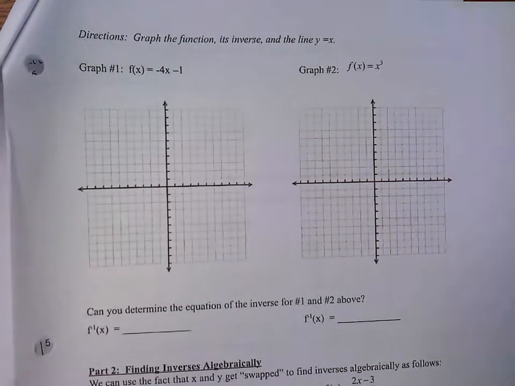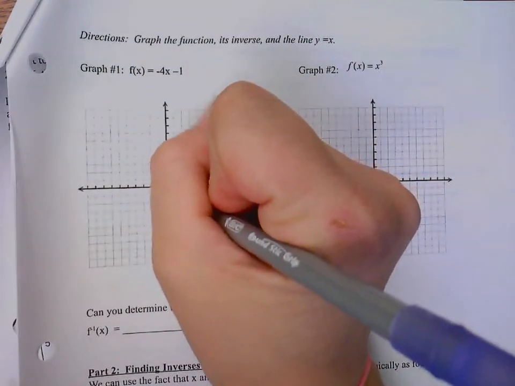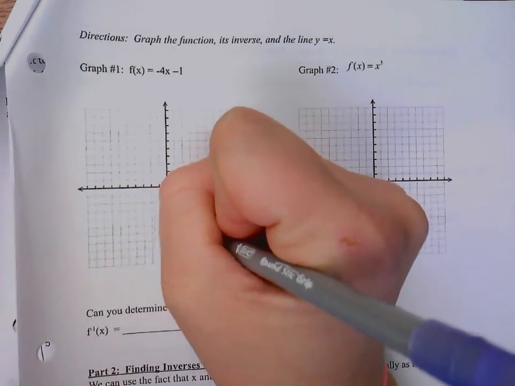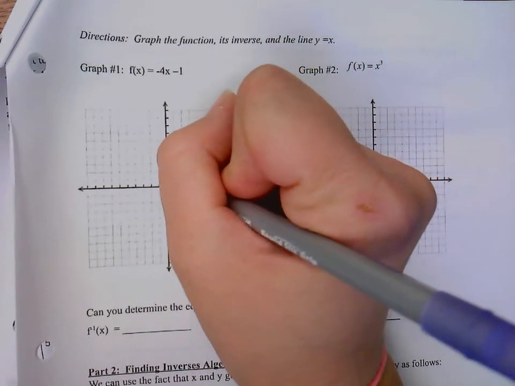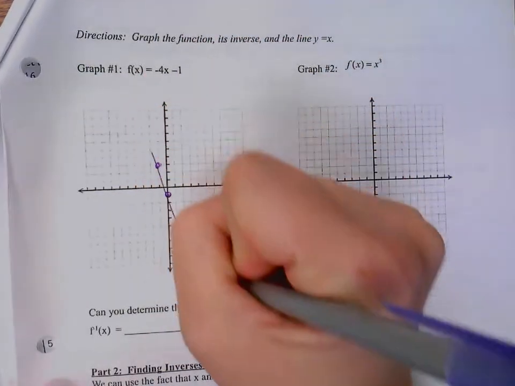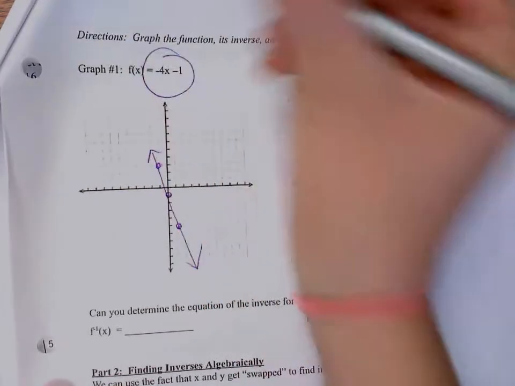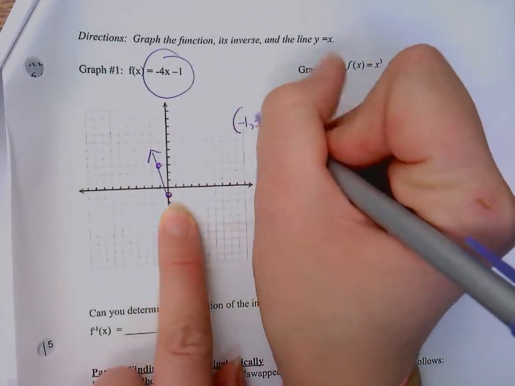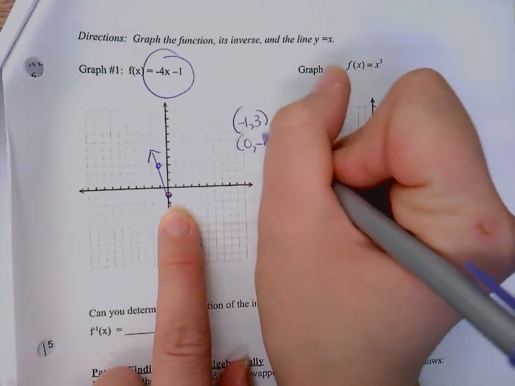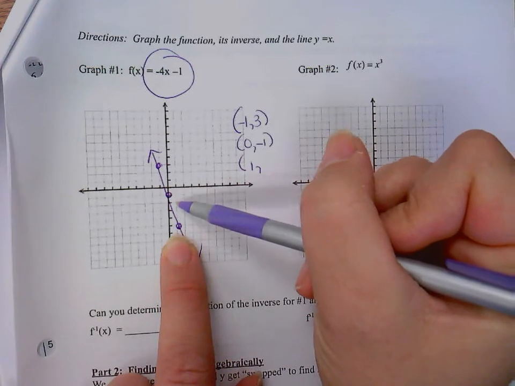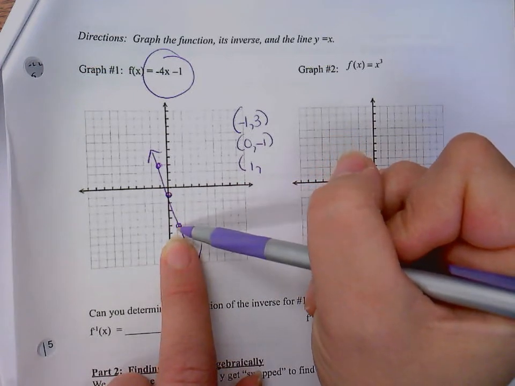So I should have started at -1, down 1, 2, 3, 4, and over 1. Up 1, 2, 3, 4, and over 1. There's that. What are my points? -1, 3, 0, -1, and 1, -5.